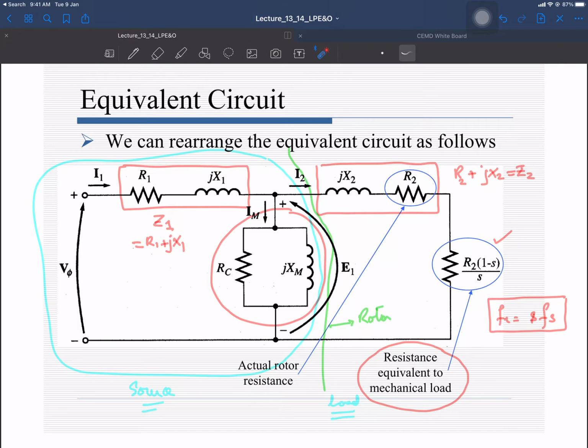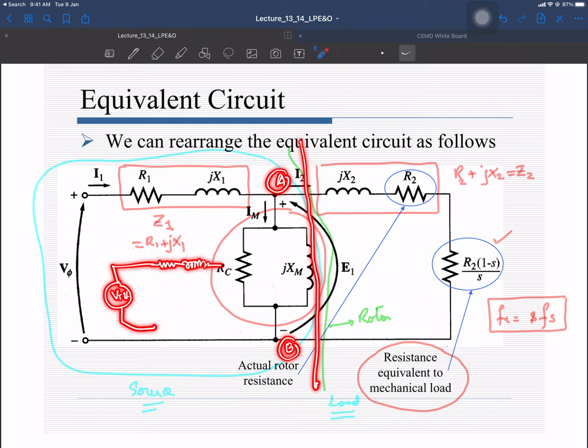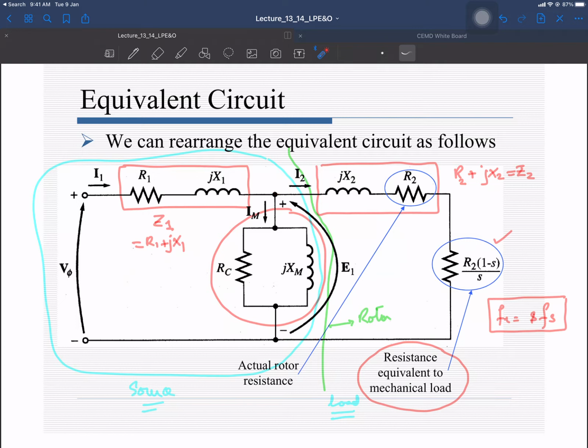So we are going to now represent this portion with the help of the Thevenin equivalent circuit. We want the Thevenin equivalent between these two points, point A and point B. We are going to open circuit from this point, and then represent this circuit with the Thevenin voltage source and the Thevenin impedance, connected between point A and point B. If I draw it, this is V Thevenin, and then the Thevenin impedance appears between point A and point B, and then you have the rotor circuit, which acts as a load.